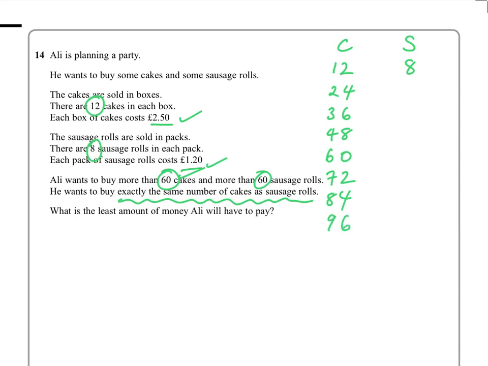And then look at your sausage rolls here. 8, 16, 24, 32, 40, 48, 56, 64. So we've gone past that magic number of 60.